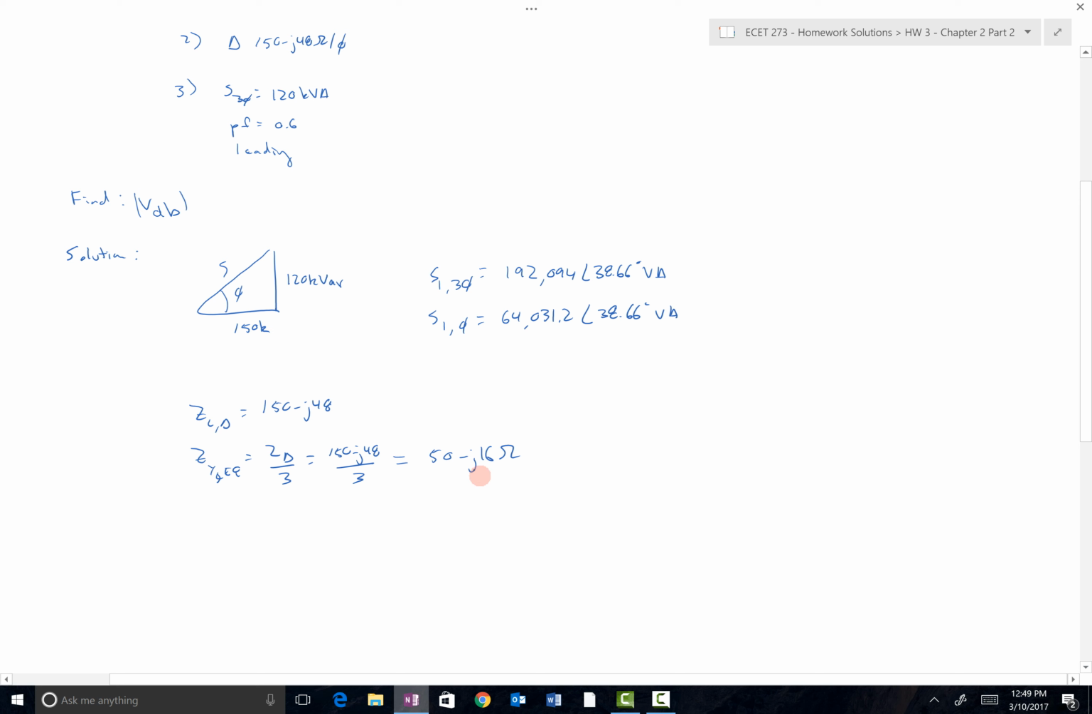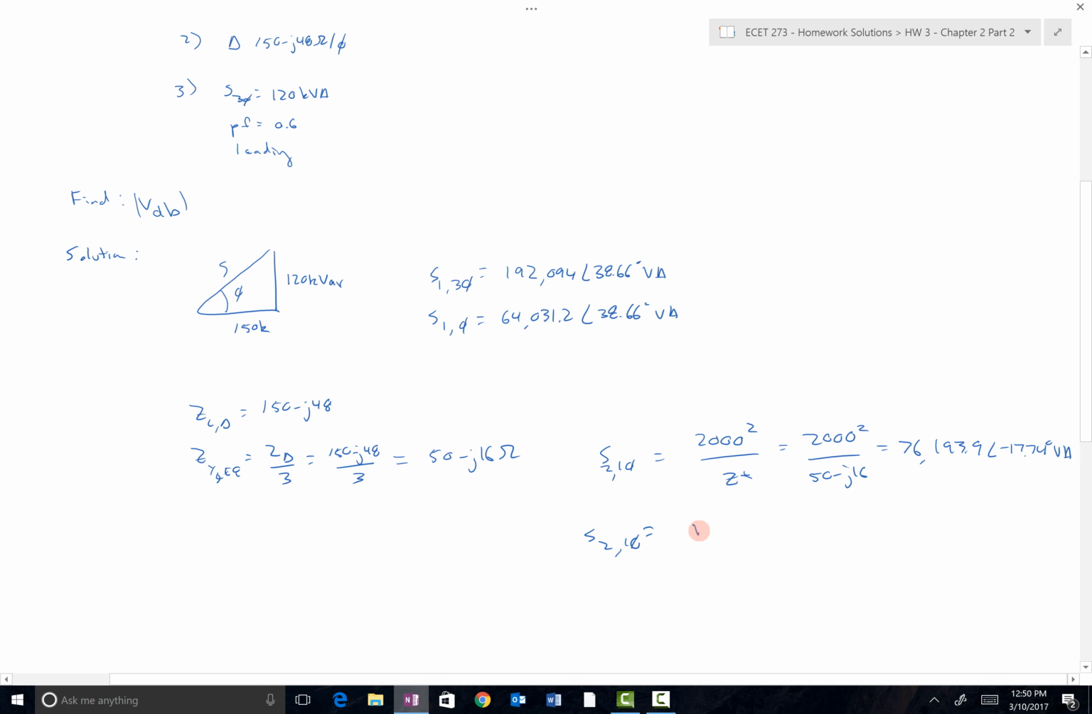So that Y equivalent sees that line to neutral voltage of 2000, so the one phase apparent power for load 2 is going to be the 2000 volts squared over Z star. So that's 2000 squared over 50 minus J16. So that's going to give me an answer of 76,193.9 at an angle of negative 17.74 degrees volt amps.